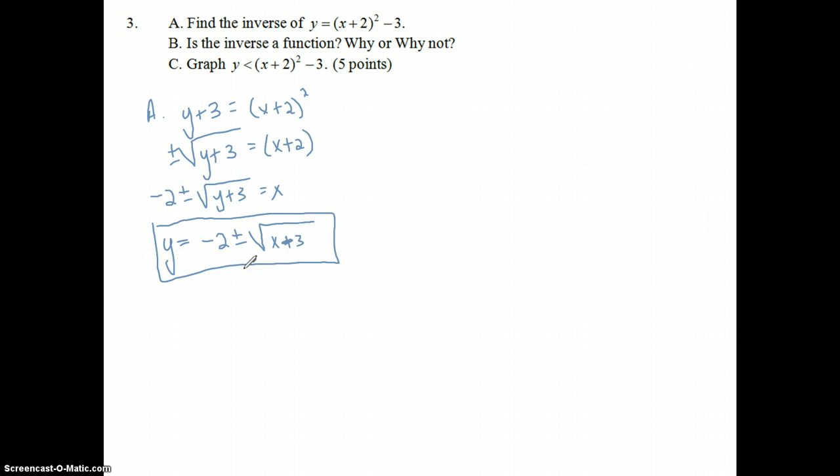We don't know if this is a function. Well, we can just look at it. If we see a plus or minus, I can tell you right now, it's not going to be a function. But the next question says, is the inverse a function?